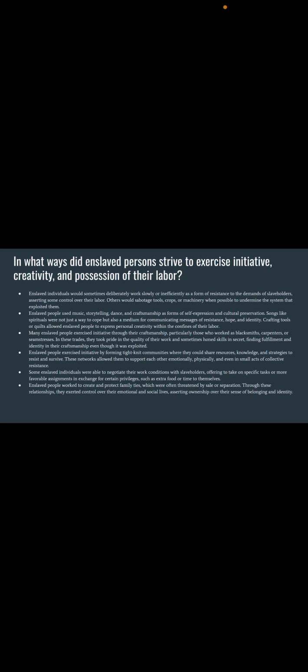They also were able to negotiate their work conditions with their slave owners sometimes, offering to take on specific tasks as more favorable assignments in exchange for certain privileges such as extra food or time to themselves. Enslaved people worked to create and protect family ties, which were often threatened by sale or separation. Through these relationships, they exerted control over their emotional and social lives, asserting ownership over their sense of belonging and identity.